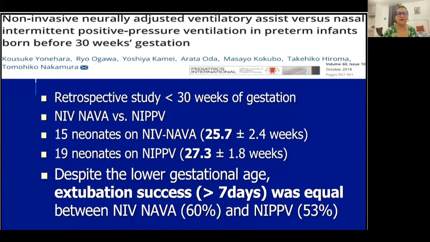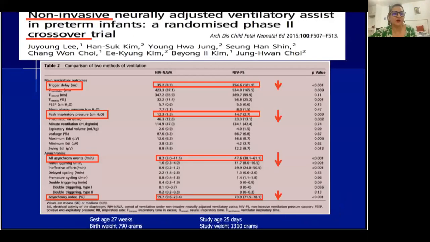But in spite of the fact that they were smaller gestational babies, the extubation success at more than 7 days was equal between NIV-NAVA and NIPPV, around 60% and 53%. So the extubation success rate was almost similar.